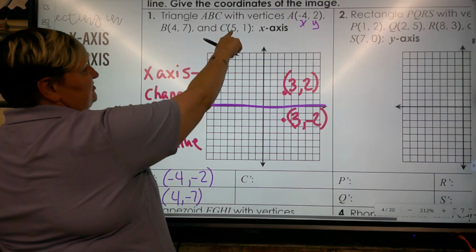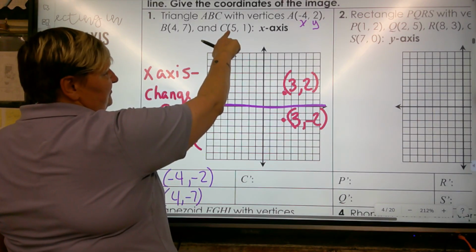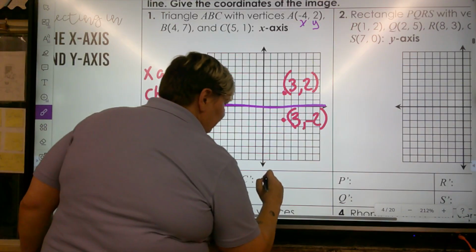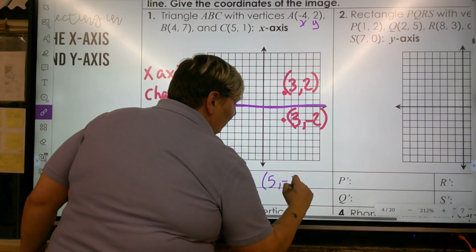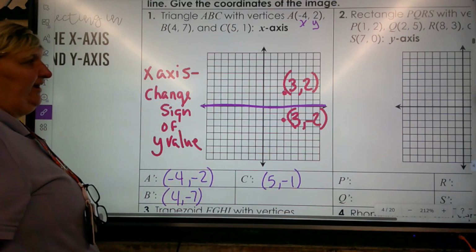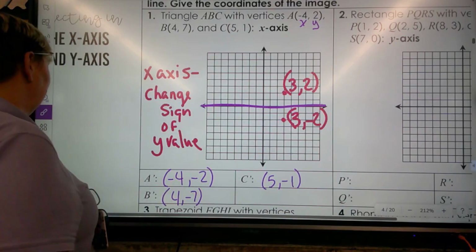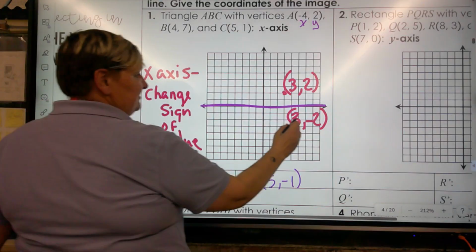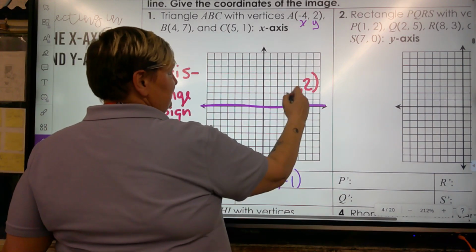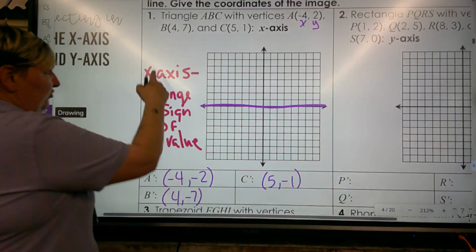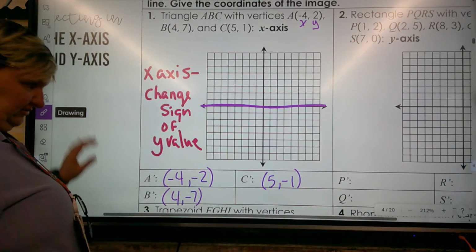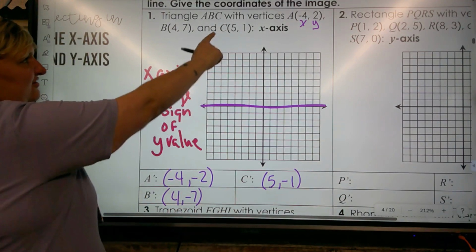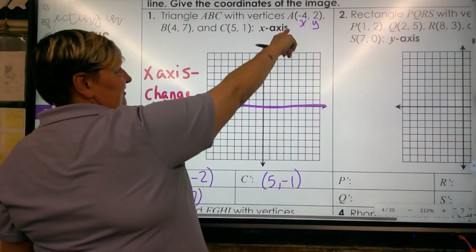And C, which is 5, 1, C prime is going to be 5, -1. So all we did was change the sign of the y. Now let's graph it and see what that looks like. Let's see if it even makes sense. Let's see if it works. Our rule says it's going to work. Let's prove it. Right? So first we're going to plot the pre-image.